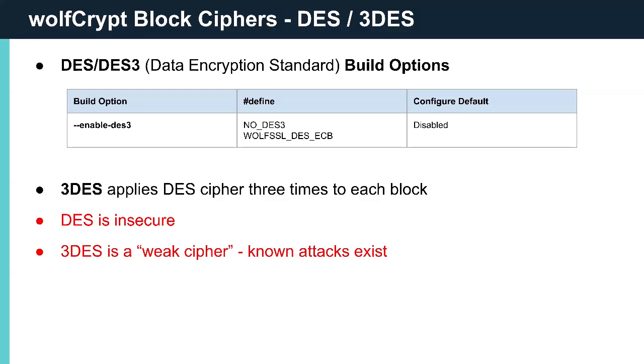For DES and triple DES, we support these inside of wolfCrypt. We only have one enable option for enable DES 3. The defines, there's going to be NO_DES3 if you want to disable that, or WOLFSSL_DES_ECB to enable ECB direct mode. If you're using configure, this is disabled by default. Triple DES, the 3 in there essentially means that you're applying the DES cipher 3 times to each block. DES itself is considered insecure, and triple DES is a weak cipher, which is why we have it disabled by default.